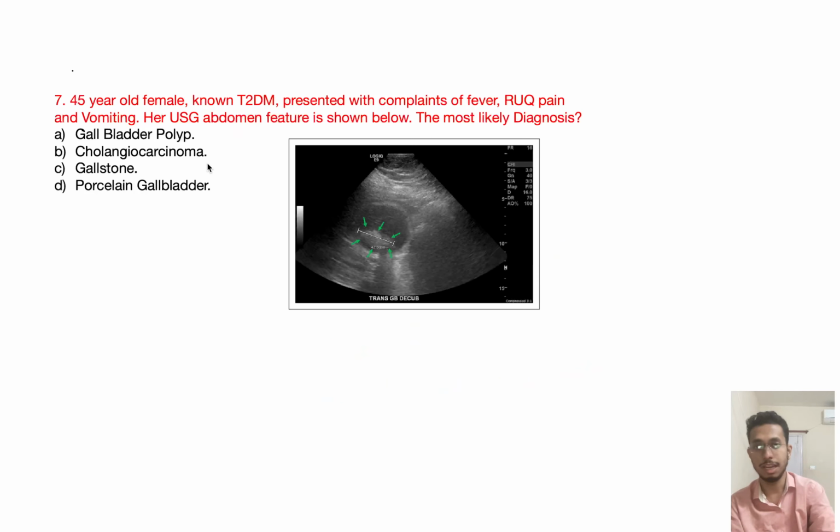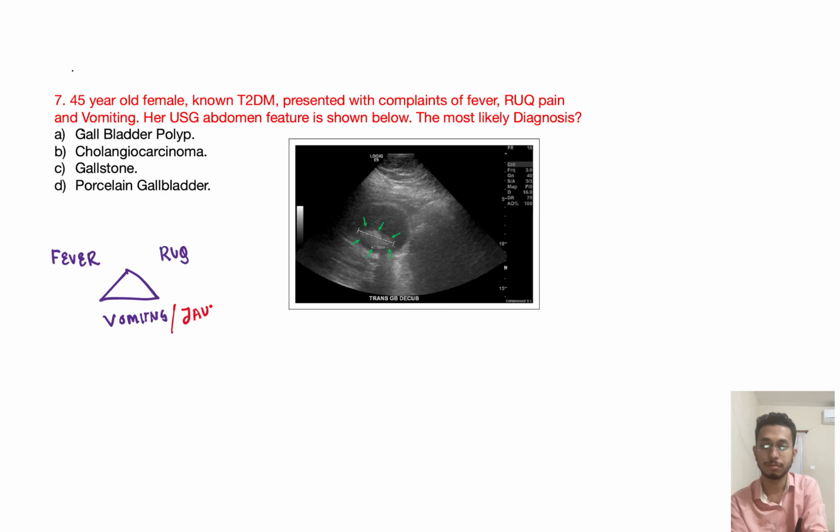Now, coming to this question, it says a 45-year-old female non-diabetic presented with complaint of fever, right upper quadrant pain and vomiting. Her USG abdomen feature is shown below. The most likely diagnosis is? So, what is the presentation here? Presentation is fever, right upper quadrant pain as well as vomiting. So, instead of vomiting, if they had mentioned jaundice, it would have turned into a triad which can be even the differential of this condition. This triad is known as Charcot's triad in cholangitis.